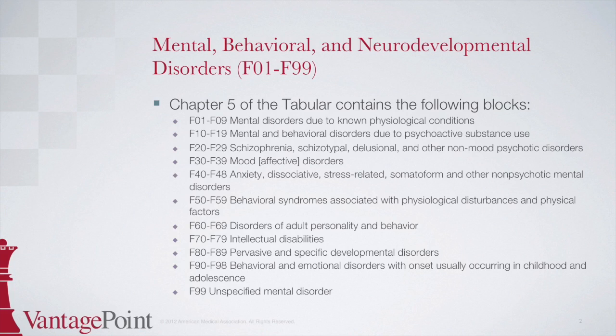As you can see on this slide, the codes for this chapter start with the letter F. If you remember from ICD-9, these codes all started with numbers 2 and 3. However, there are more codes in ICD-10, primarily due to all the new combination codes for substance abuse with associated disorders, which we'll review in more detail.